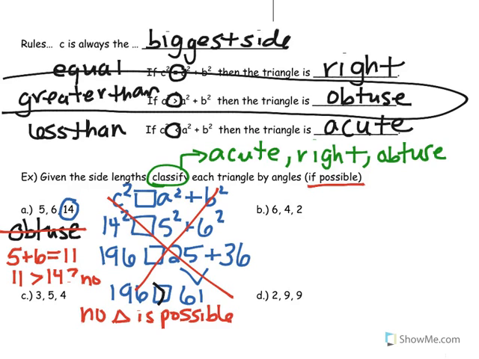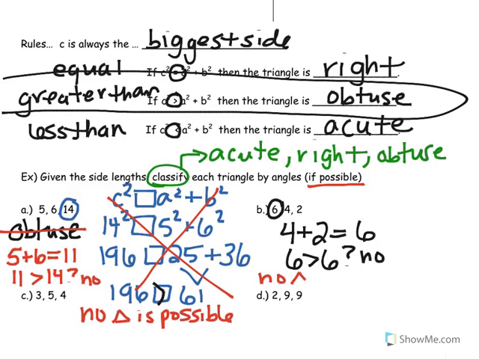So let's look at letter B, okay? The largest side here is 6. Now, let's take the two smaller sides, 4 plus 2, that equals 6, and ask myself, is 6 greater than 6? And the answer here is also no. So I don't even have to test the Pythagorean theorem, and I can immediately say that no triangle is possible.